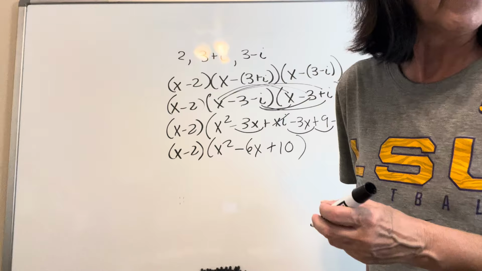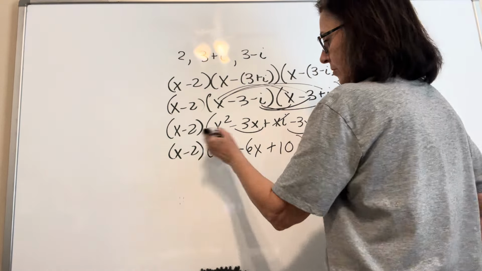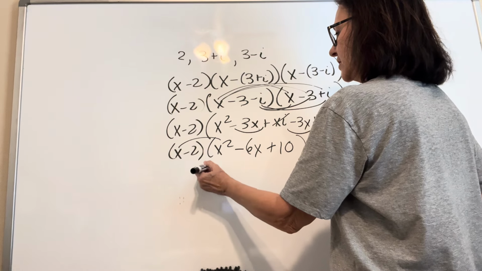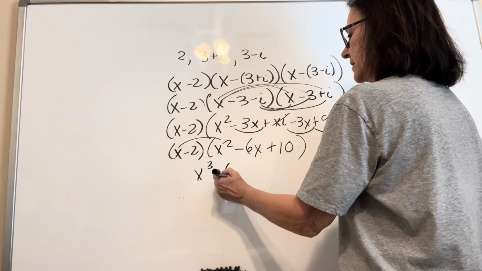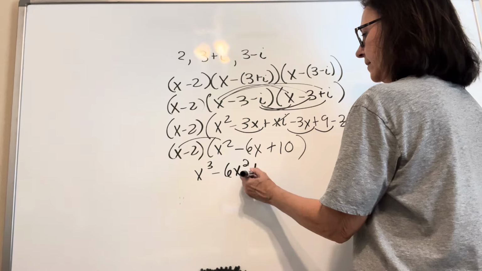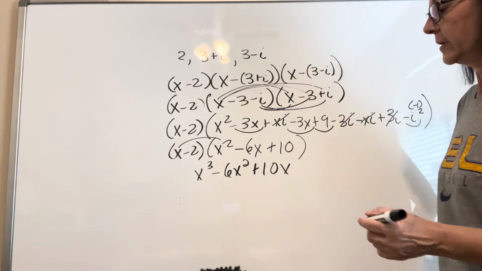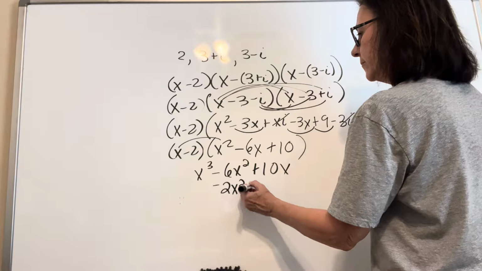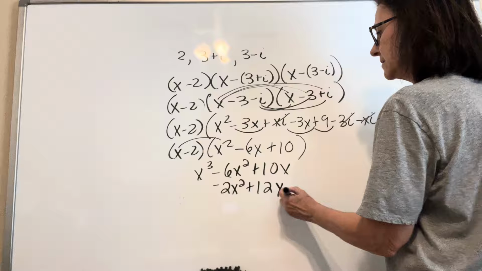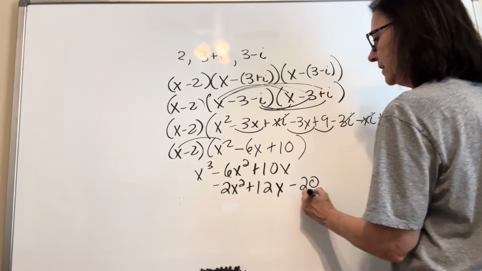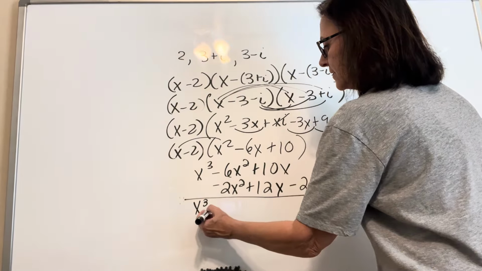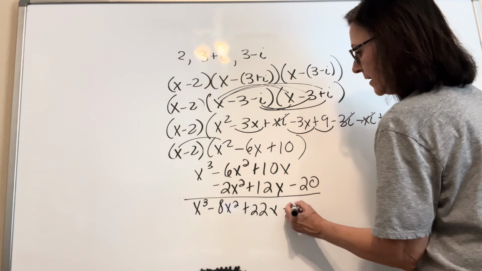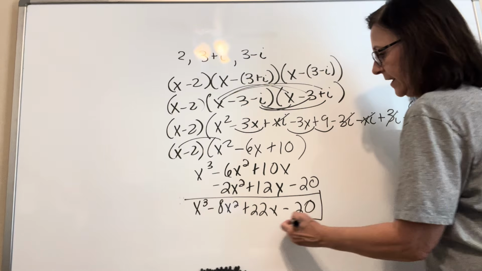Now we're going to distribute this binomial. So first we'll distribute the x. So we have x cubed minus 6x squared plus 10x. Now we'll distribute the negative 2. So that's negative 2x squared plus 12x minus 20. And we add our like terms. So that's plus 22x minus 20. That will be your final answer.